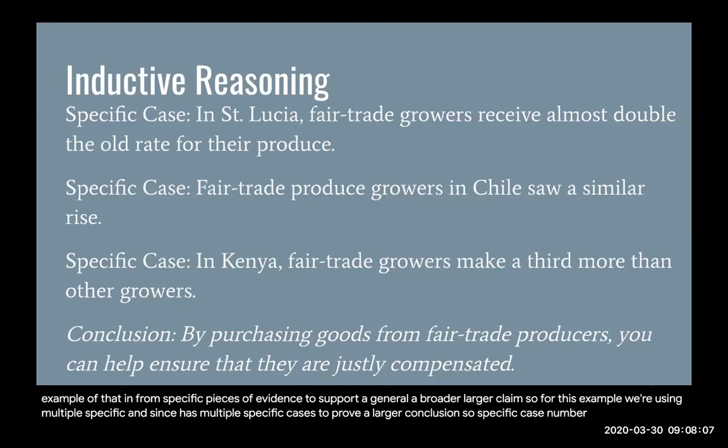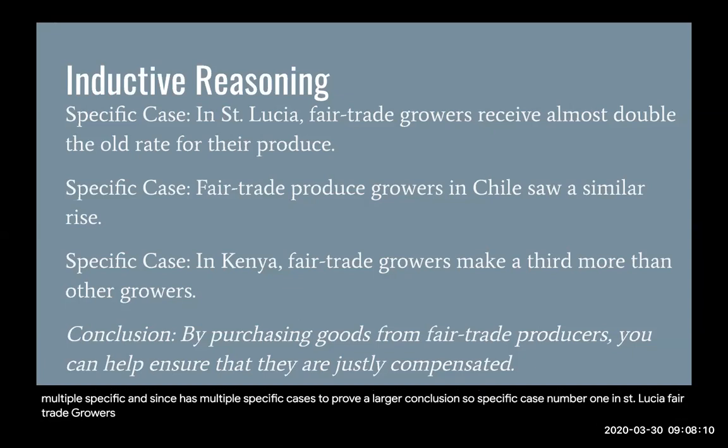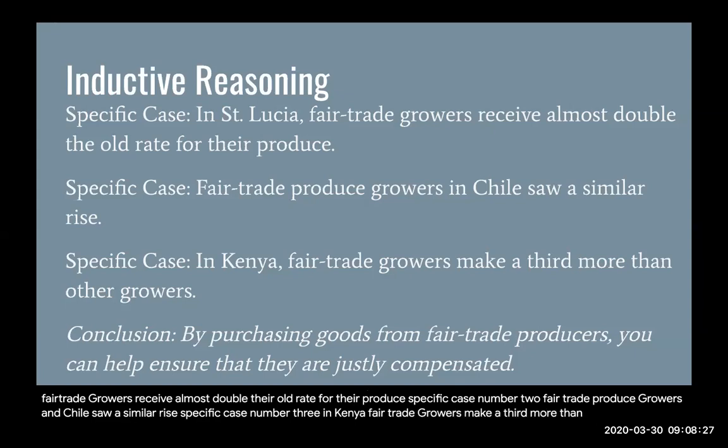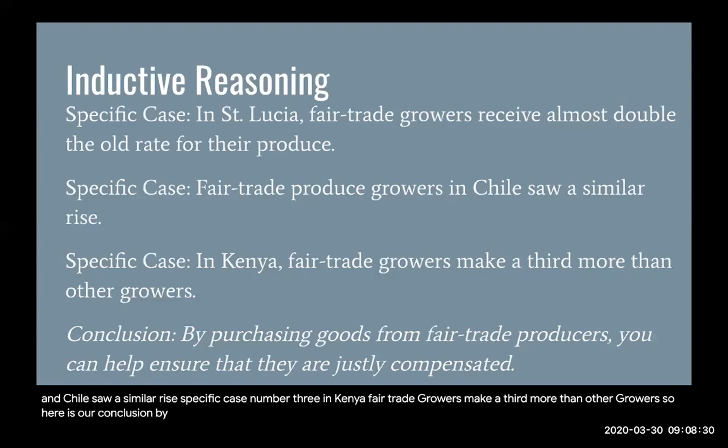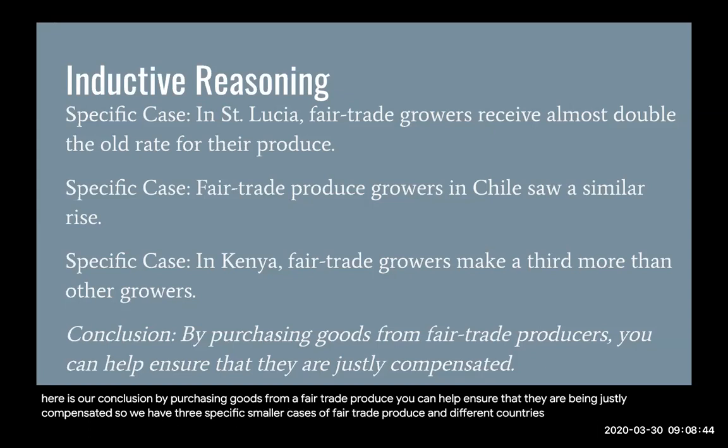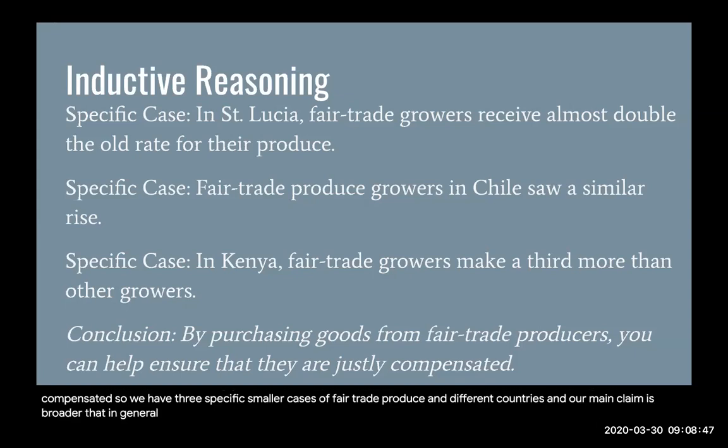So specific case number 1. In St. Lucia, fair trade growers receive almost double their old rate for their produce. Specific case number 2. Fair trade produce growers in Chile saw a similar rise. Specific case number 3. In Kenya, fair trade growers make a third more than other growers. So here is our conclusion. By purchasing goods from fair trade producers, you can help ensure that they are being justly compensated. So we have 3 specific smaller cases of fair trade produce in different countries, and our main claim is broader, that in general, if you buy foods from fair trade producers, you're going to help ensure that they are justly compensated. So this is inductive reasoning.